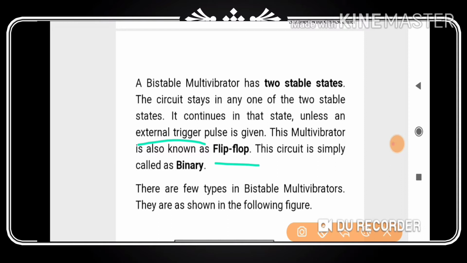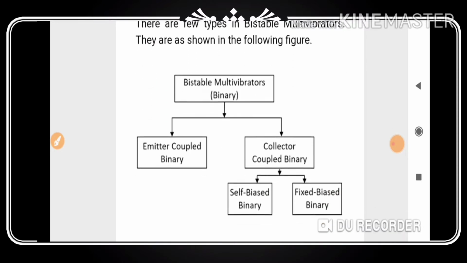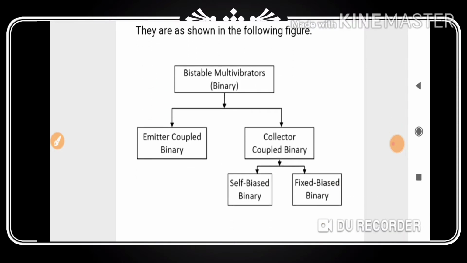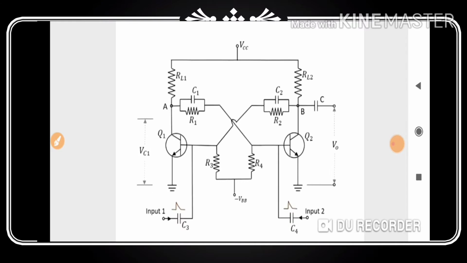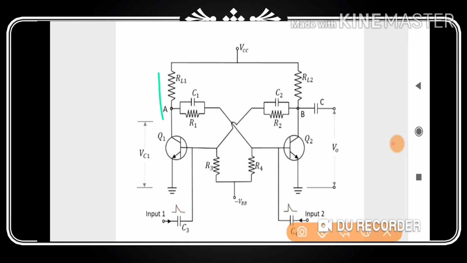There are a few types of bistable multivibrator. They are shown in the following figure. Bistable multivibrators are known as binary. There are two types, emitter coupled binary and collector coupled binary. In collector coupled binary, there are two types, self-biased binary and fixed biased binary. Now see the diagram, which is a collector coupled binary, and see the construction of the circuit diagram.